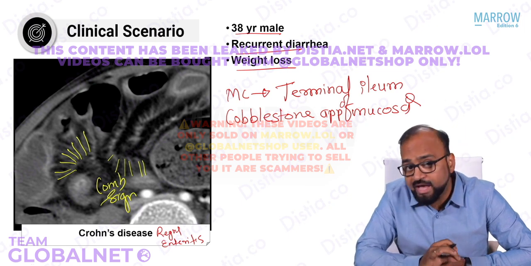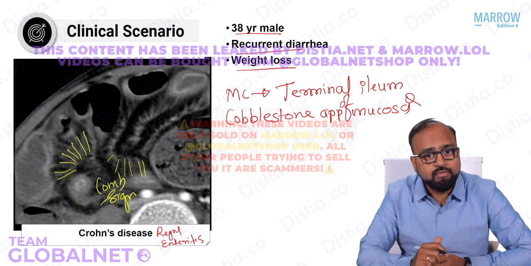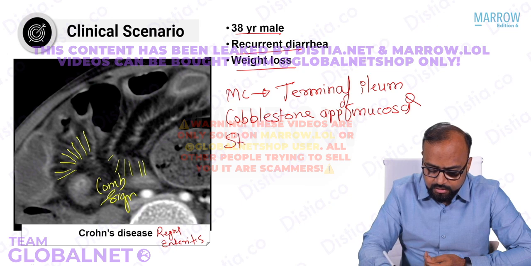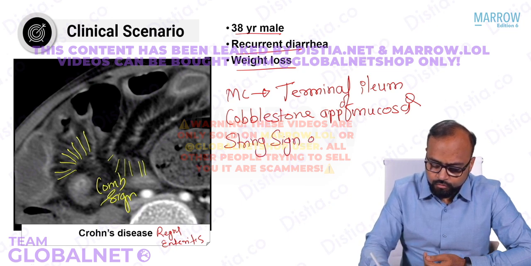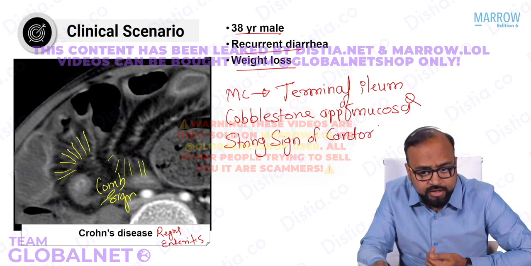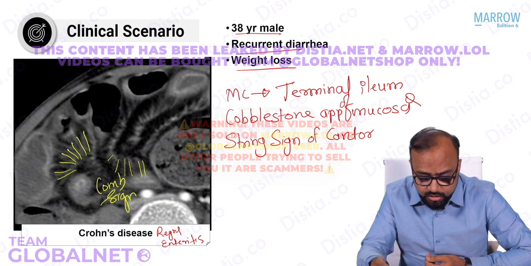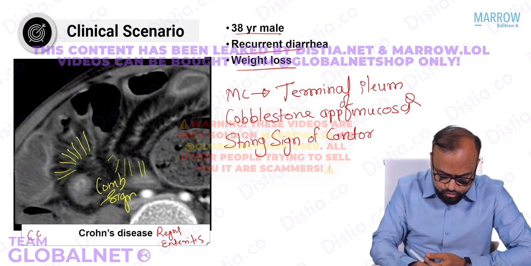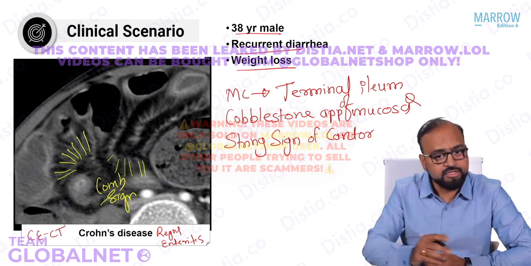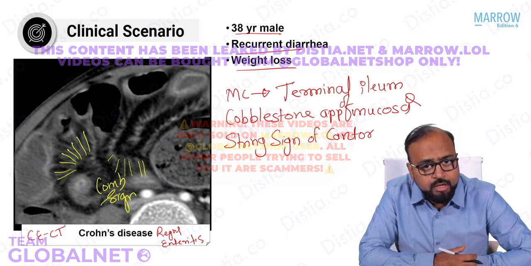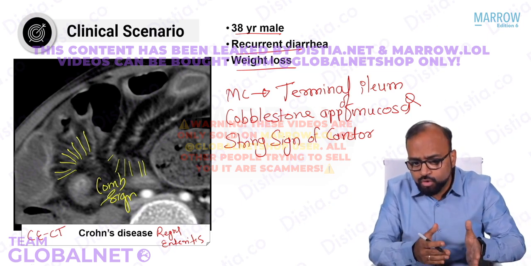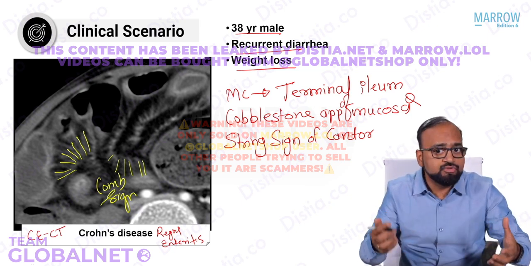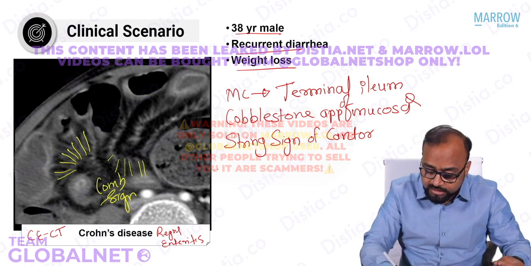It can give rise to narrowing or strictures along the bowel. This is what is called the string sign of Kantor. The best investigation for a diagnosis of Crohn's disease is usually a contrast enhanced CT scan, or CECT. So here we are able to see the comb sign.